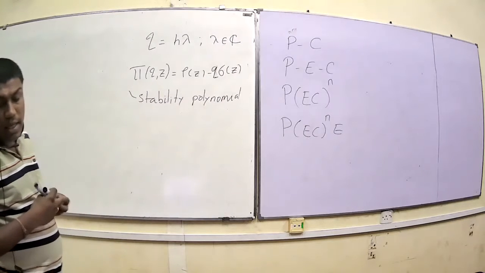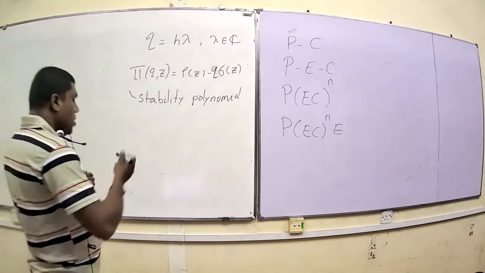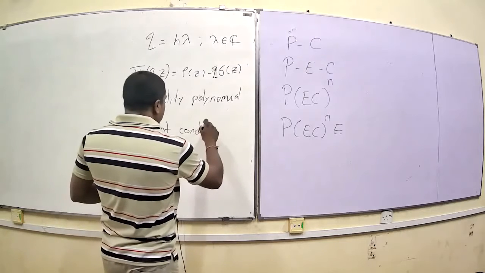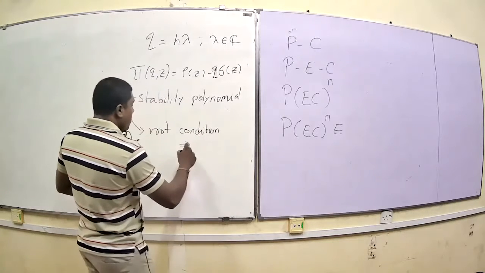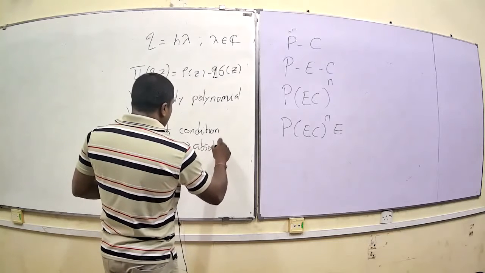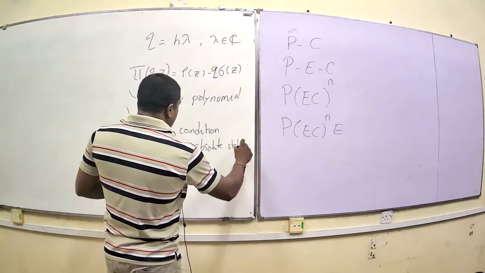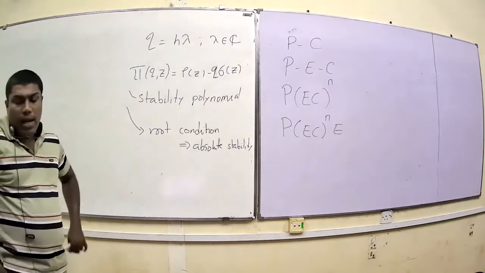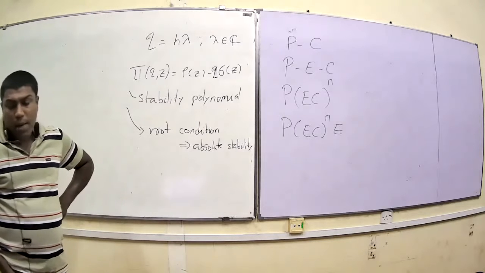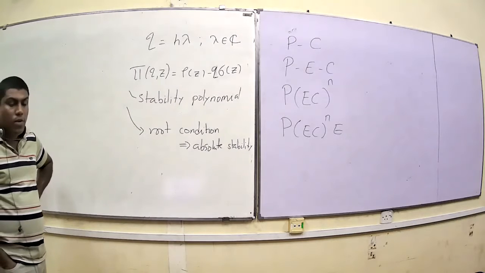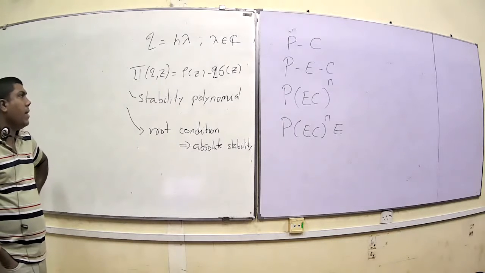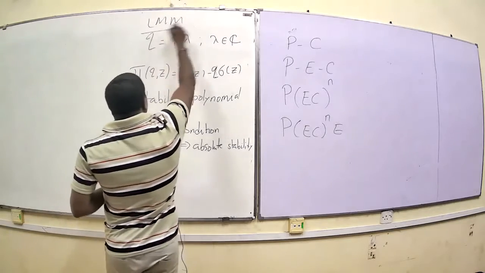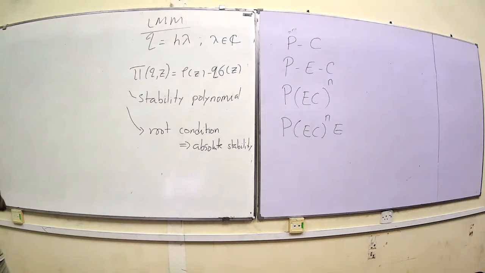And then we see the roots. The root condition actually implies the absolute stability, right? That is something we studied when we talked about absolute stability of a linear multi-step method. So this is for linear multi-step methods. We studied absolute stability like this.